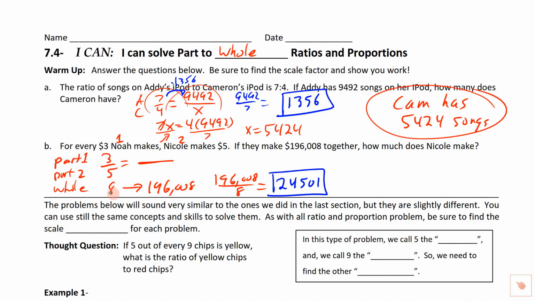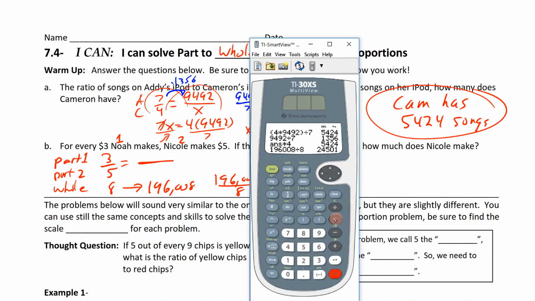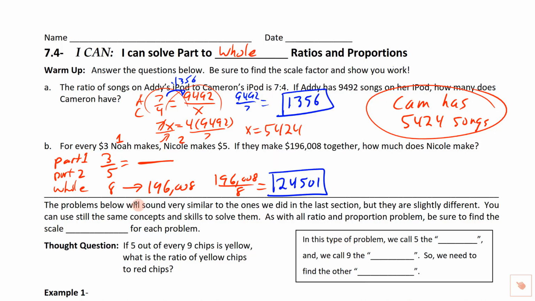That's how we go from these small reduced numbers to the big numbers. So let's multiply by 3. So let's do that number times 3. So we end up with 73,503, and I'm going to change colors on that one, 73,503.